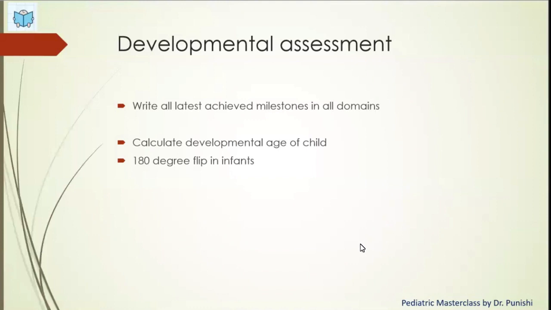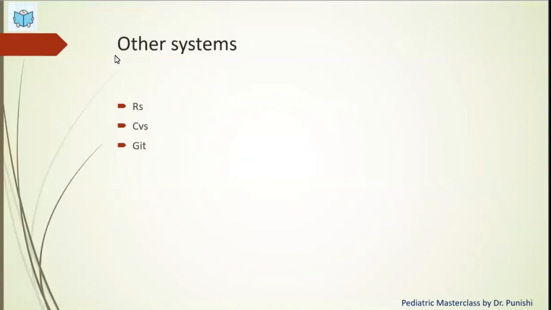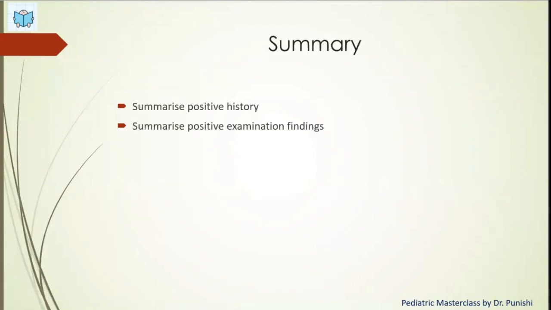At the end of your CNS examination, you will also look for other systems like RS, CVS, GIT, and in just one sentence mention if there's any obvious finding in these other systems. At the end, if you're asked to summarize this case, you will summarize all your positive history and examination findings. So examination findings, whether it is general examination like microcephaly, any obvious findings, the eye, etc., followed by CNS examination, most importantly, giving emphasis on your motor examination.